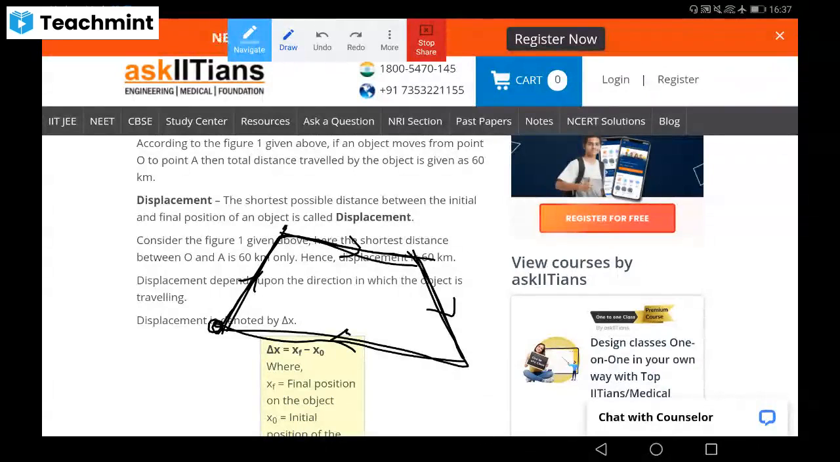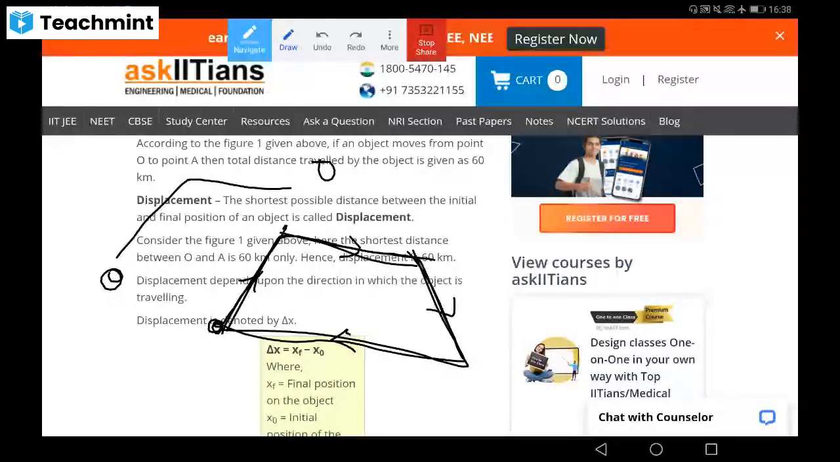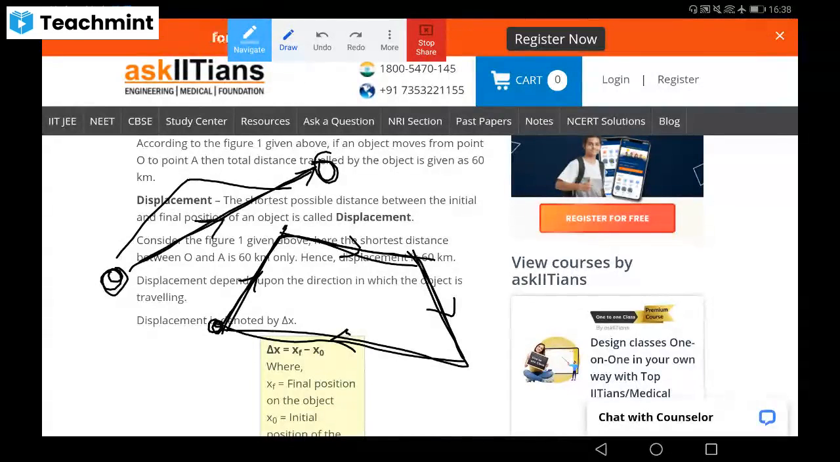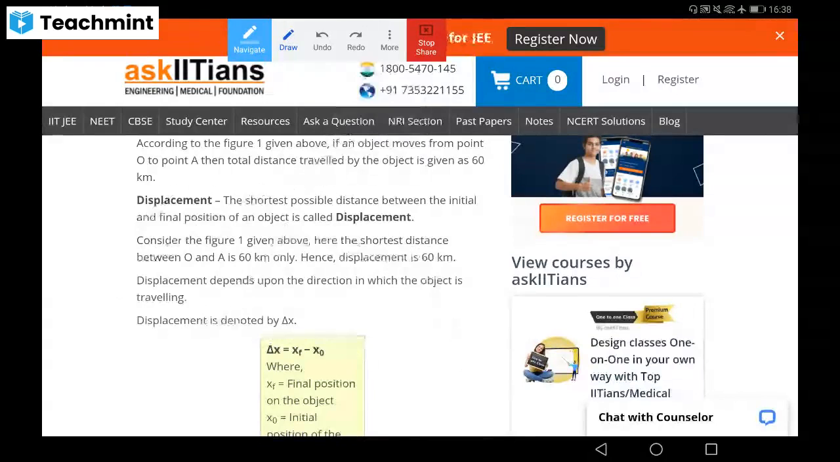Whereas displacement is the shortest possible distance from the starting point to the end point. We don't see the path over there. We'll just see the distance between the starting point and the end point. What is the shortest possible way of reaching there? Consider there's an aeroplane going from one place to another place.